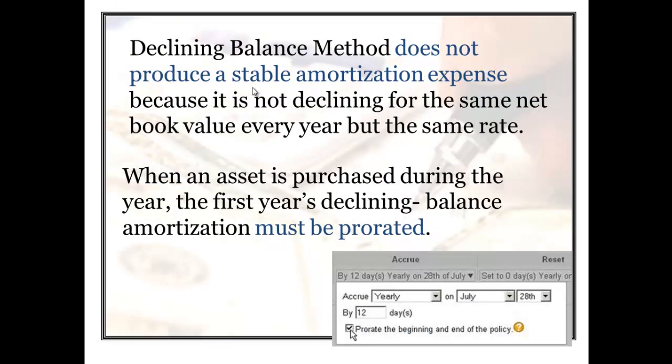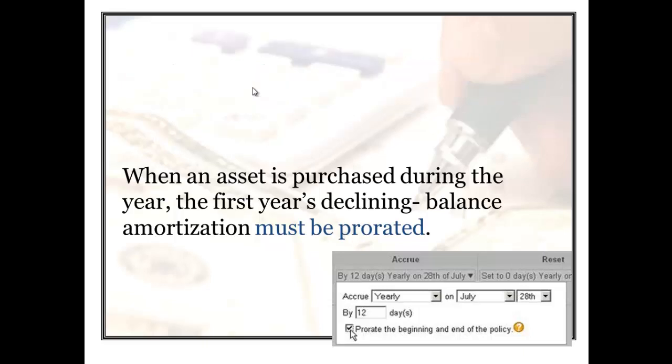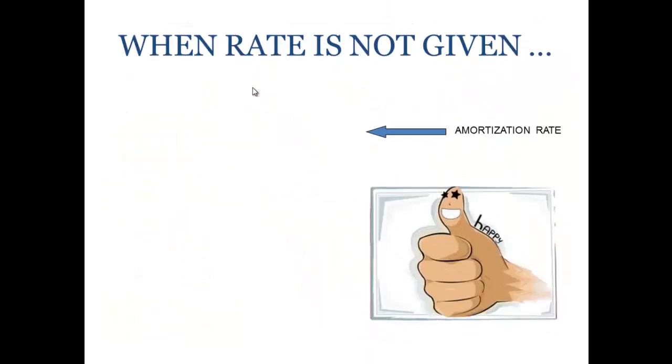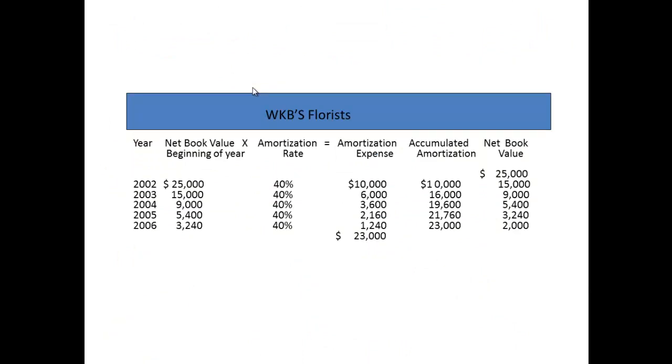The declining balance method does not produce a stable amortization expense because it's not declining from the same net book value every year, but at the same rate. If we go back to the example, when the truck is losing value, you can notice the amortization rate. The owner is actually doubling the rate, so it's 40% all the time in this example. It could be different for other examples. And the net book value, as you can see, changes. So that causes the amortization expense not to be stable. You can see 10,000, 6,000, 3,600, and 2,000 is decreasing, but it's not stable.